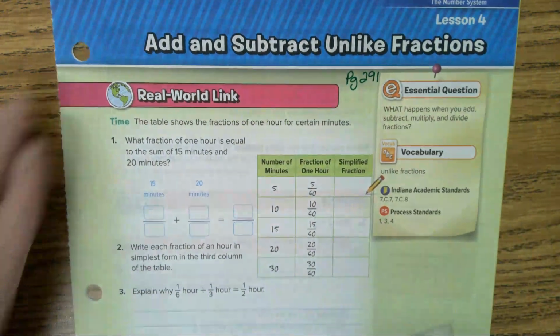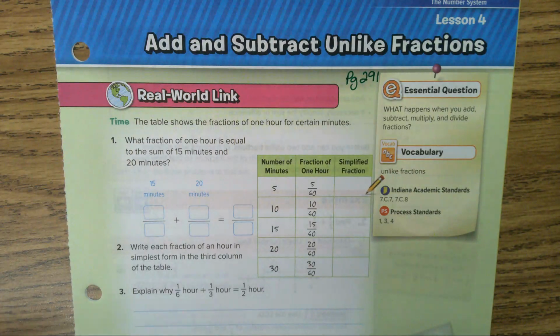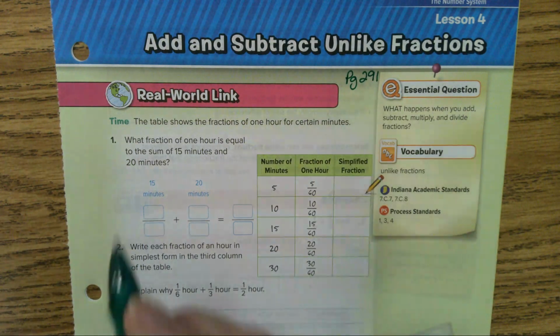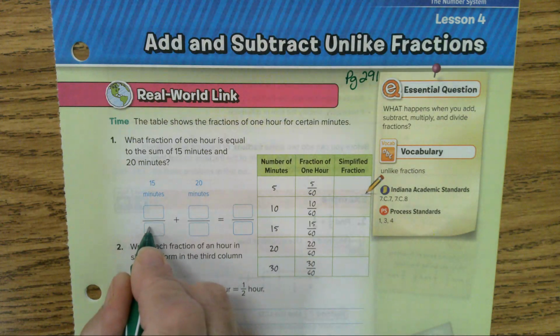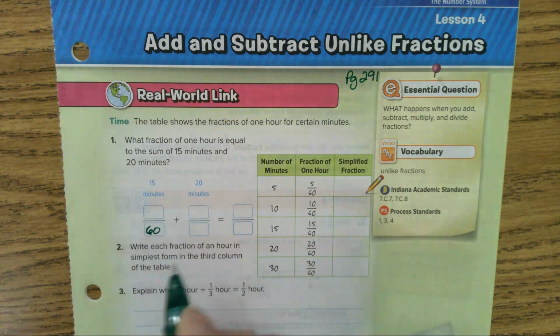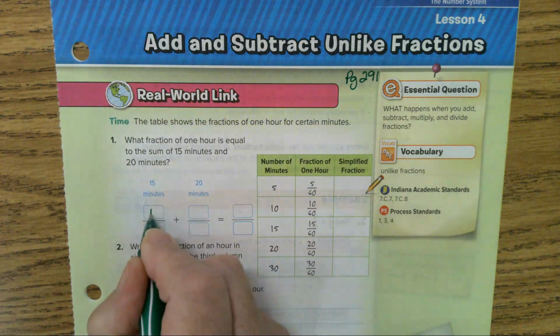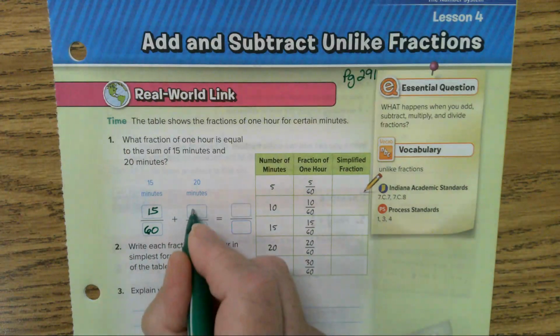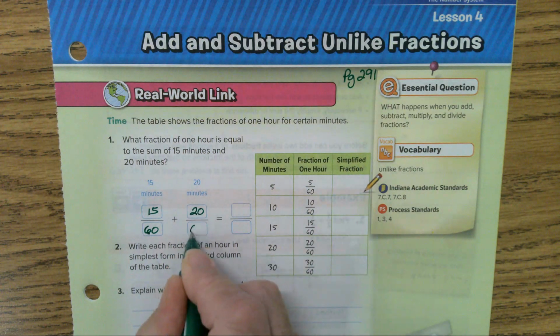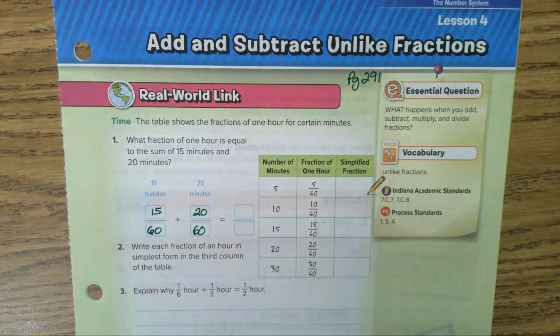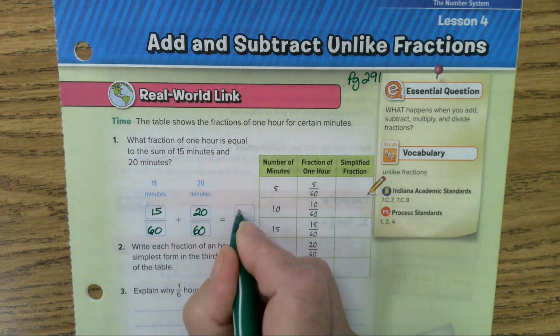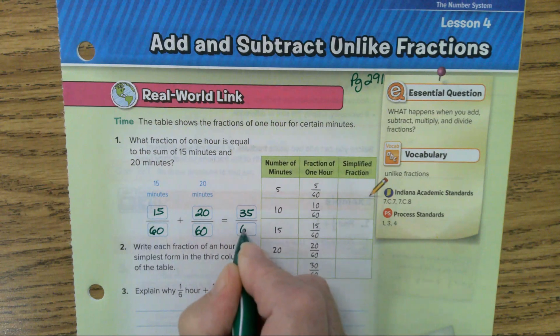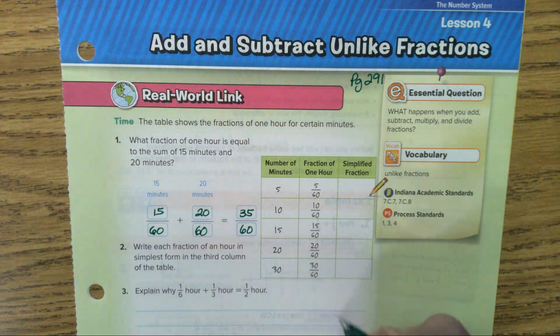All right, in the real world link, it says what fraction of 1 hour is equal to the sum of 15 minutes and 20 minutes? Well, there are 60 minutes in an hour, so 60 is going to be your denominator, and 15 is your numerator. 20 minutes. 20 is your numerator out of 60 minutes, which is 1 hour. You add them together, and that'll give you 35 over 60.